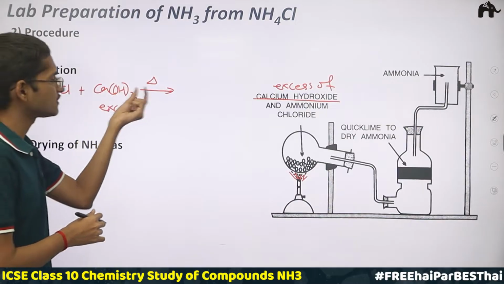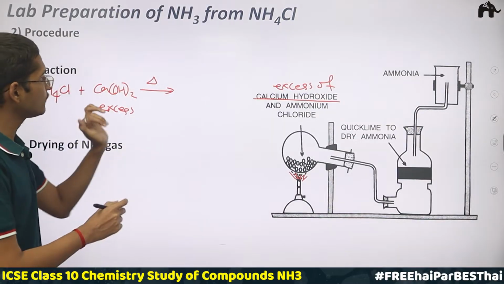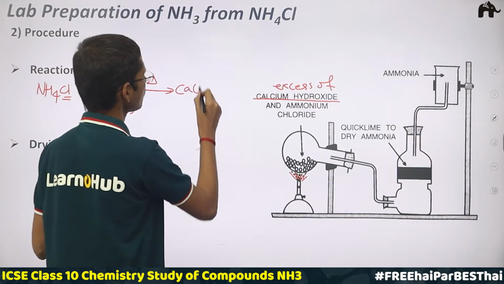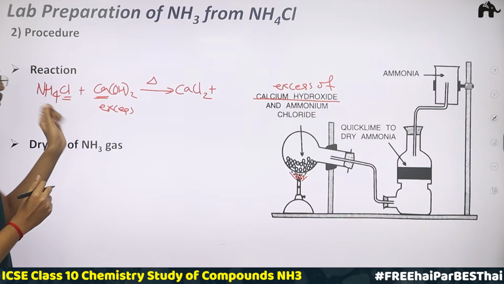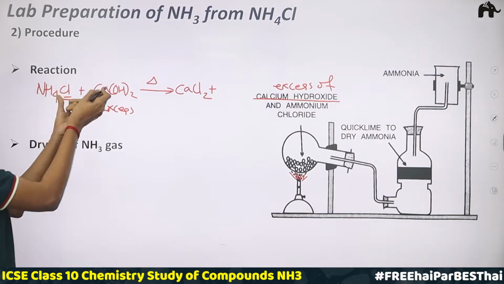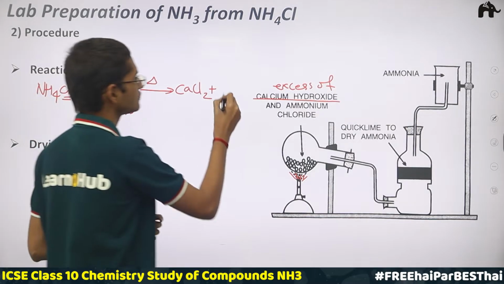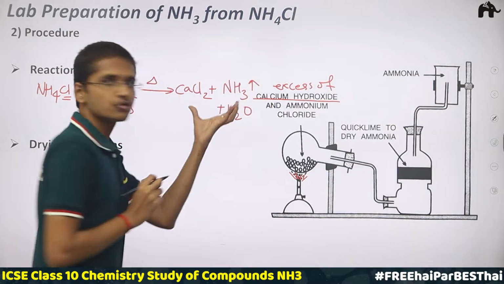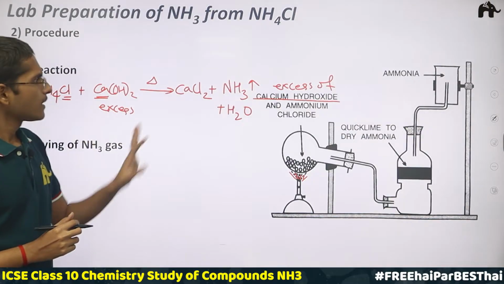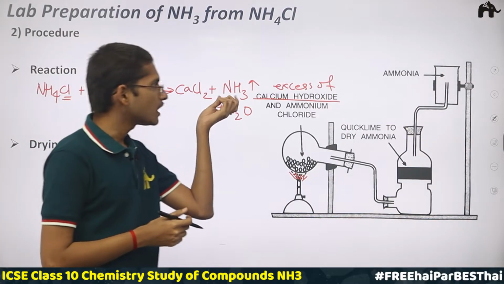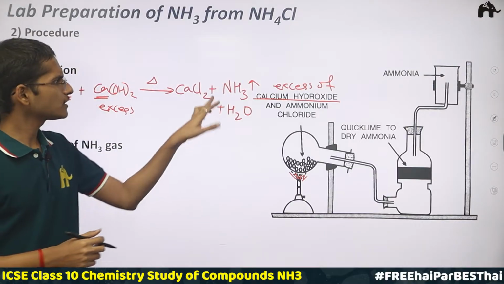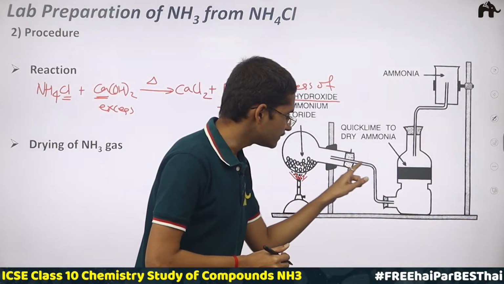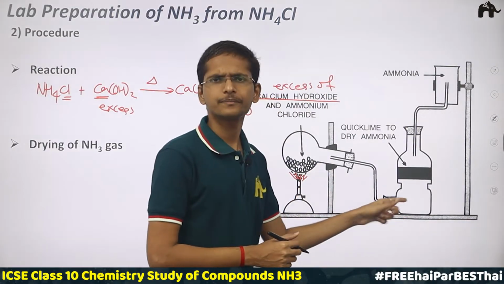So reactants, then this is the condition, we are going to heat the mixture. And what we get is calcium chloride, a salt of calcium, and then along with it we get ammonia and water, as a gift. So ammonia we need, and we get water as well. So these are the three products. Now out of this we are only interested in this ammonia, because this is the lab preparation of ammonia. So this ammonia gas is released, and now this gas is allowed to pass through this delivery tube and it reaches this drying tower. Very simple.